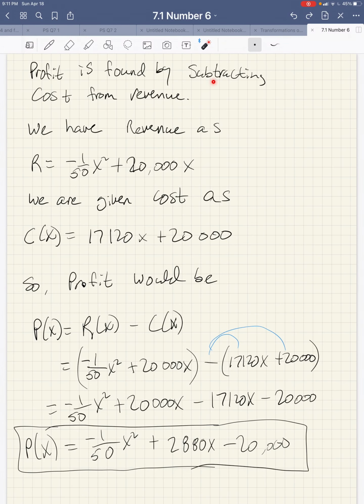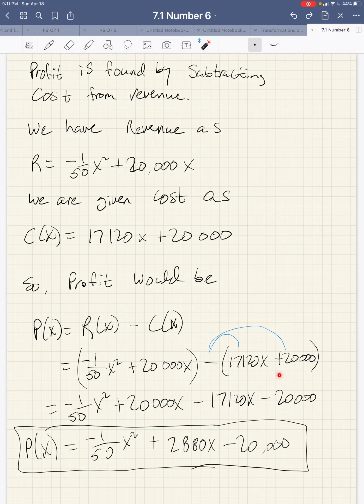Profit is found by subtracting cost from revenue. Now, we just found revenue to be R equal to minus 1/50 x squared plus 20,000x. And we are given cost as C of x equal to 17,120x plus 20,000. So the profit we would find by subtracting revenue minus cost.